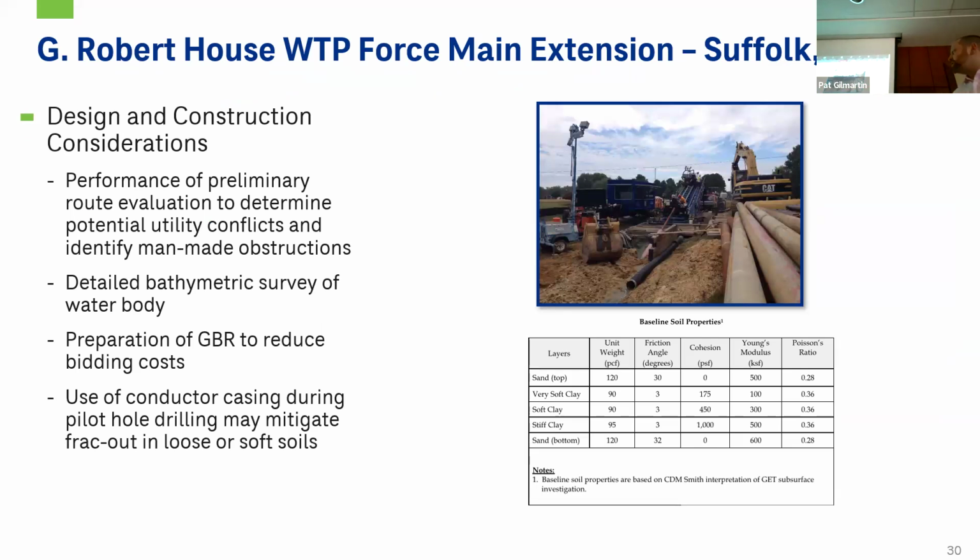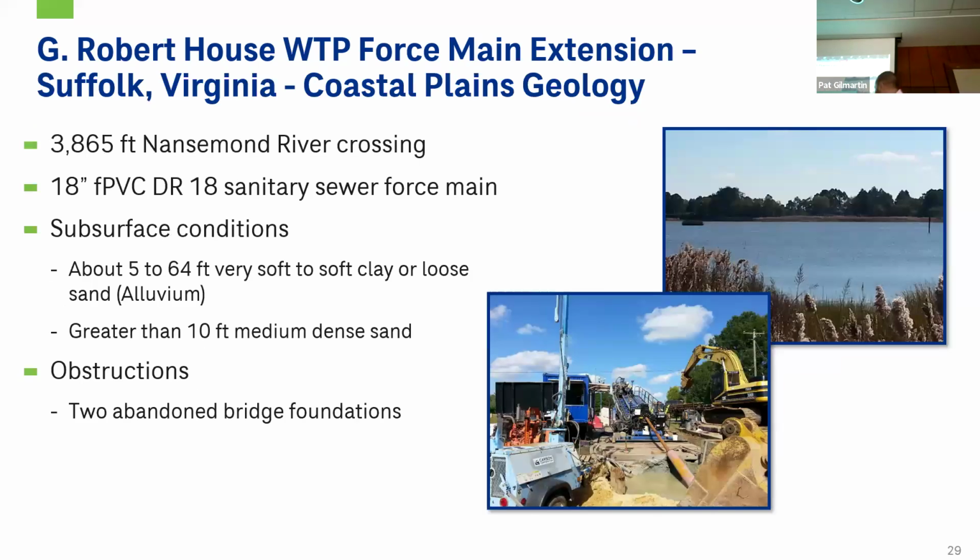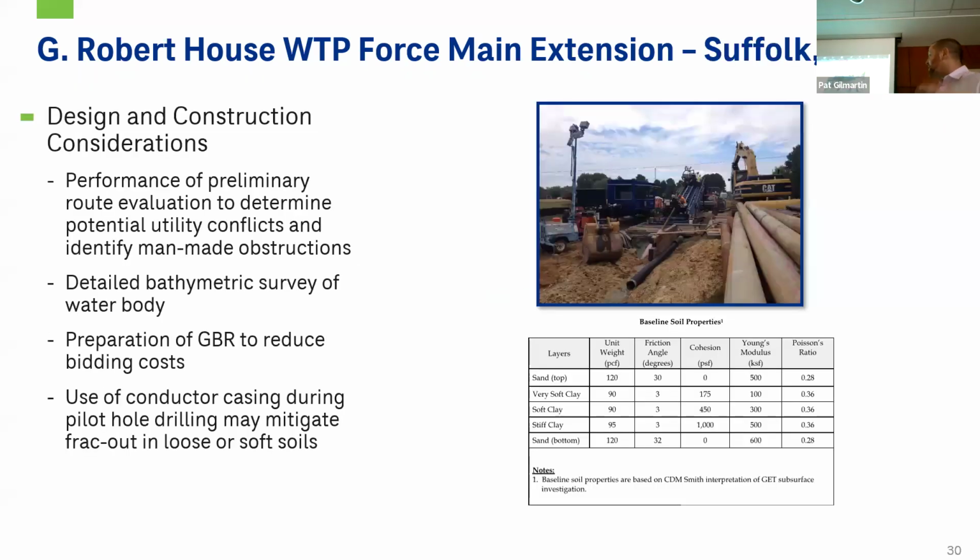And so for this project, this is a little bit unique where we did end up putting in, see this in this photo, but right here at the entry pit, we did end up using a 50-foot long conductor casing. You can't see it because of the trench box here. And that helped us contain any frac outs, and we did not have any frac outs on this project. Additionally, with these river crossings, getting that detailed bathymetric survey so you know how deep that water is, as well as for any potential obstructions, is key and helped us significantly on this project.